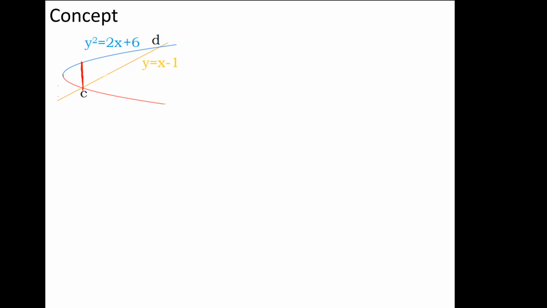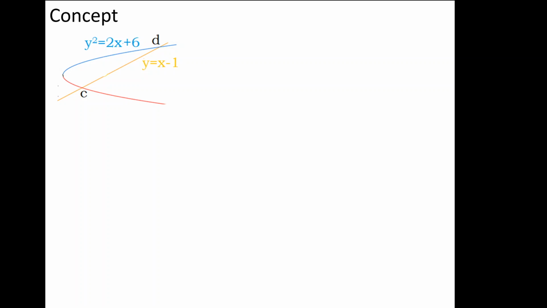To the left of that value, your top function is y equals the positive square root of 2x plus 6, and your bottom function is y equals the negative square root of 2x plus 6. On the right hand side, your top function is the positive square root of 2x plus 6, and your bottom function is x minus 1. Definitely would work. You wouldn't have any error if you constructed it that way.